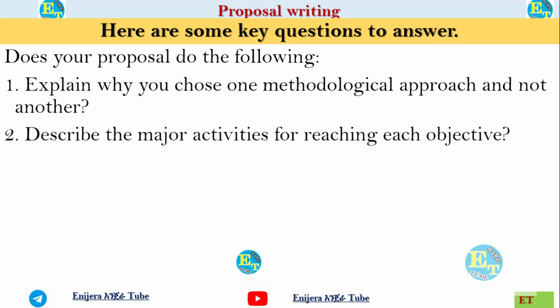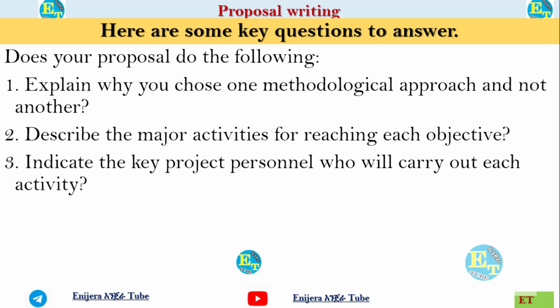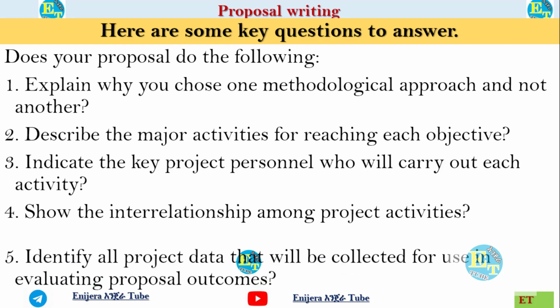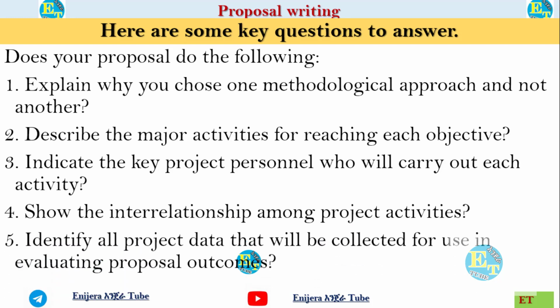The second one, describe the major activities for reaching each objective. What are the major activities to reach your objective? Indicate the key project personnel who will carry out each activity. Show the interrelationship among project activities. And identify all project data that will be collected for use in evaluating proposal outcomes. Those are the key questions to be answered by your task.